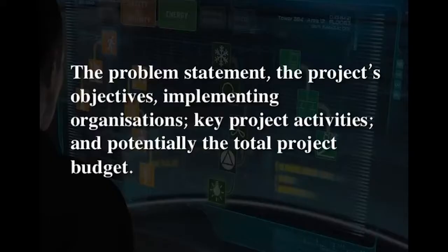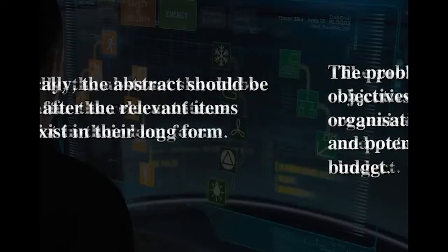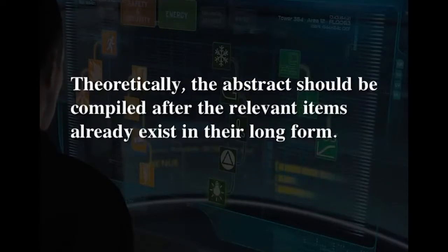Many readers lack the time needed to read the whole project proposal. It is therefore useful to insert a short project summary, an abstract or executive summary. The abstract should include the problem statement, the project's objectives, implementing organizations, key project activities and potentially the total project budget. Theoretically, the abstract should be compiled after the relevant items already exist in their long form.